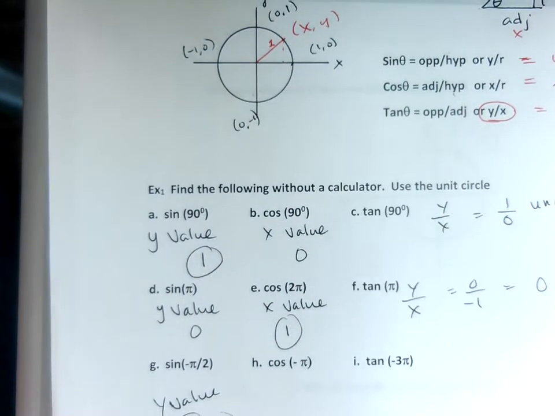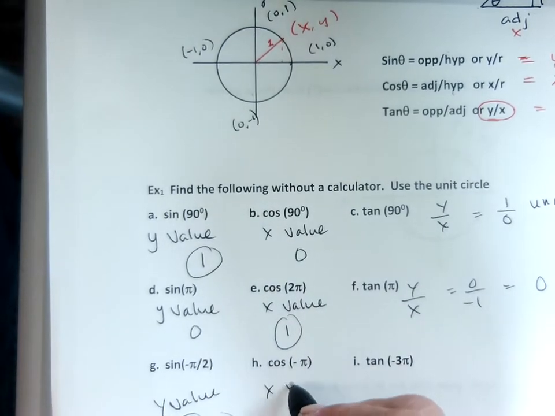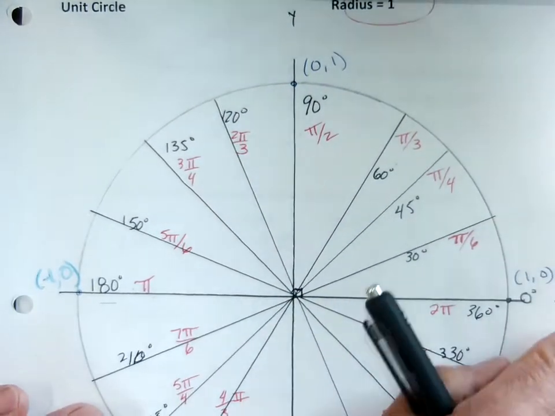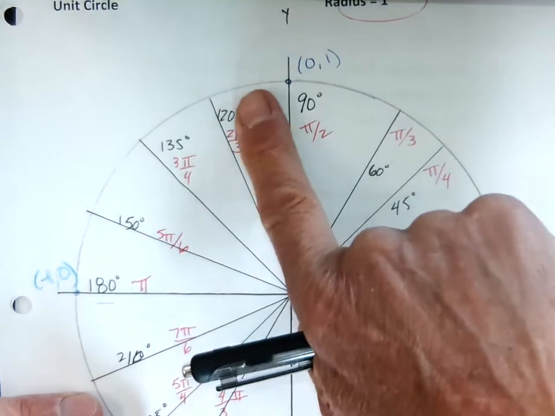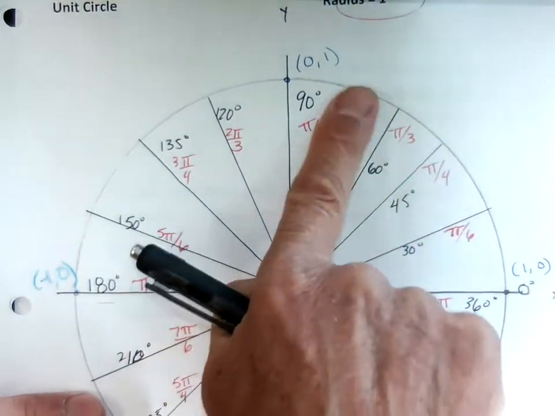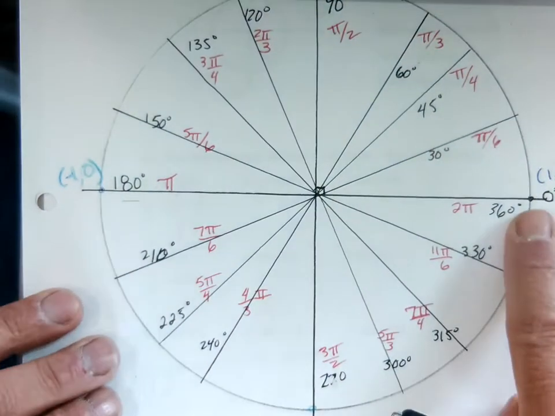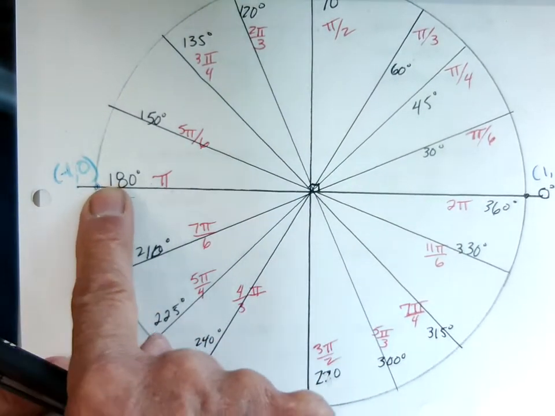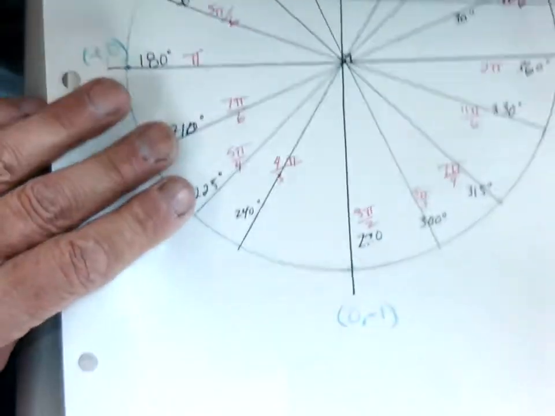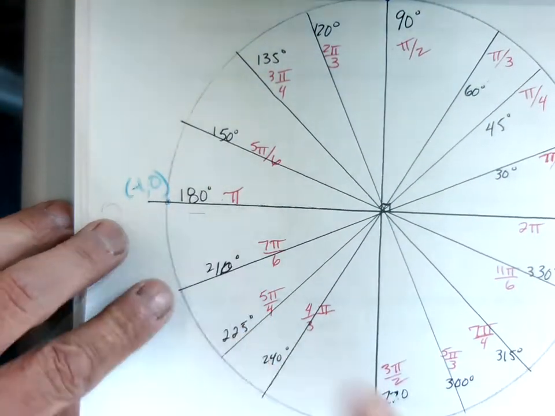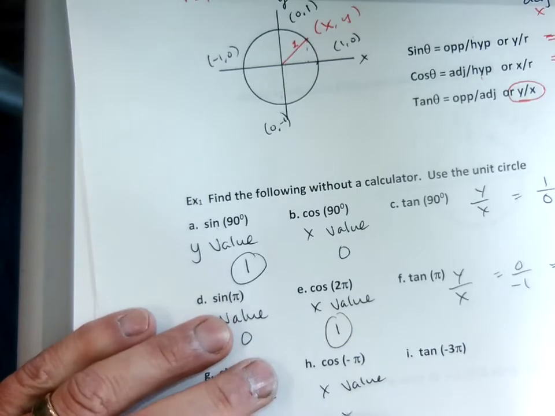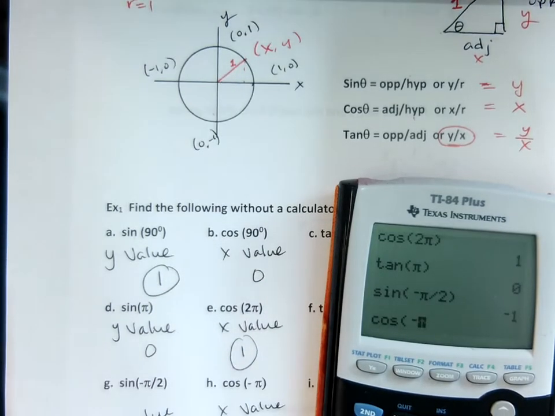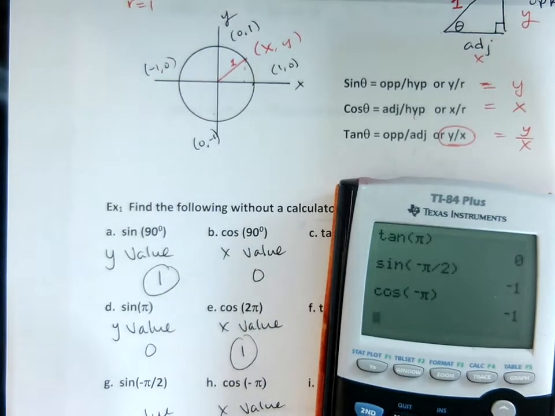Cosine of negative pi. X value, because cosine is my x value. And it's a rotation, but you're going to wind up in the same spot anyway. So I can rotate all the way to pi, or I can rotate backwards the same rotation, which still puts me in the same spot, right? So I'm right here, and I want the x value, because I want cosine. The x value is negative 1. Again, I can verify it on my calculator if I wanted to. Cosine of negative pi, and sure enough, I get negative 1, okay?